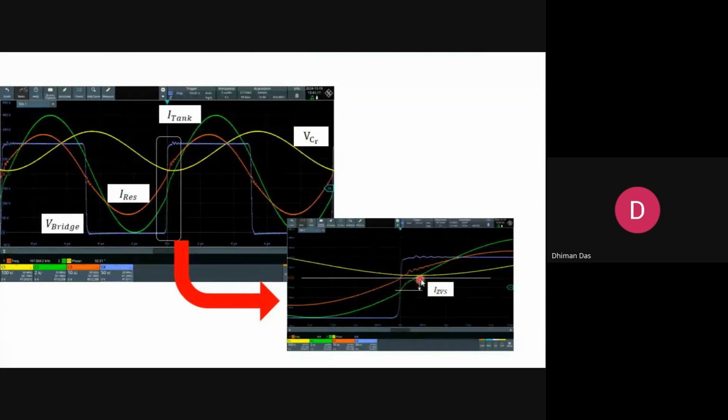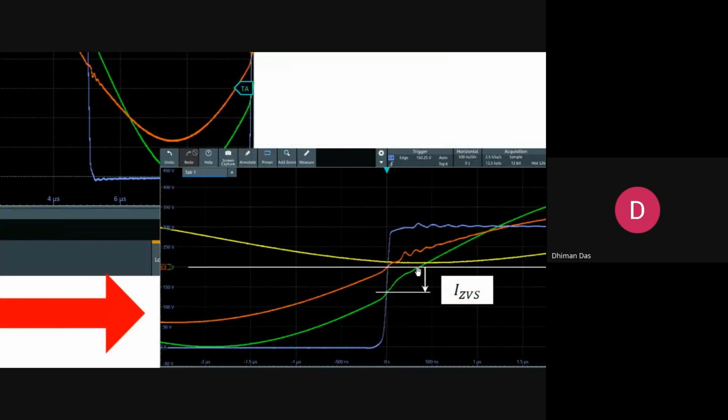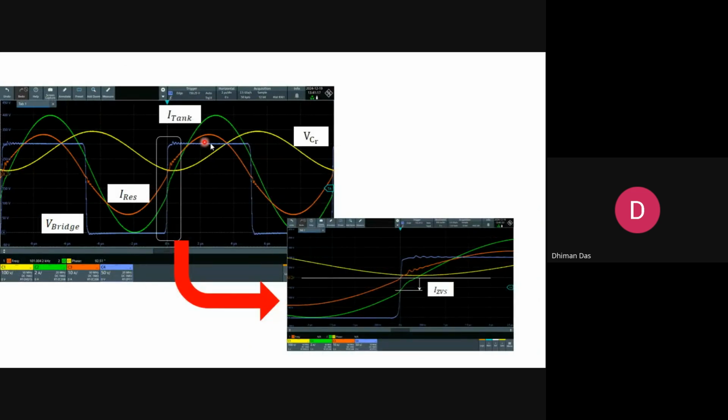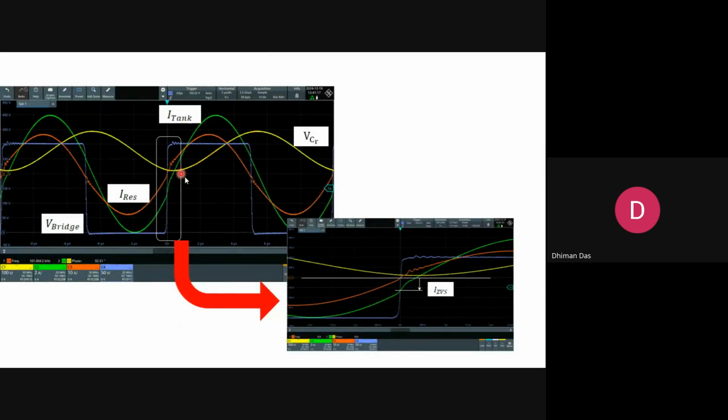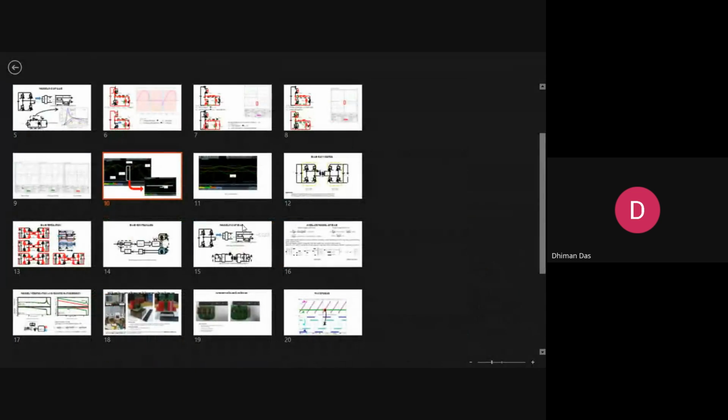And you can see the tank current is still negative. This is the negative portion of the current that I show in the simulation. See, this is the negative portion of the current, and this is the resonant current flowing. You can see the resonant current touches zero at this transition, but your tank current does not touch zero. It touches zero here. And this is the capacitor voltage. You can see there is the positive half cycle and the negative half cycle of the capacitor voltage, and also positive half cycle and negative half cycle of the resonant current.